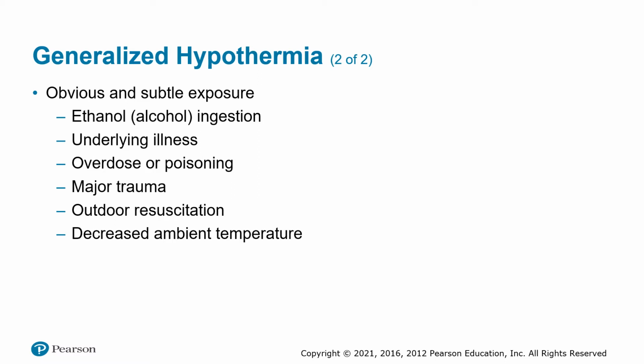Exposure can be obvious or subtle, and it may not occur right away. Causes include alcohol and ingestion, underlying illnesses, overdoses and poisonings, major trauma, outdoor resuscitation, and decreased ambient temperature. Some of these can be subtle. Some of them can be obvious exposures.